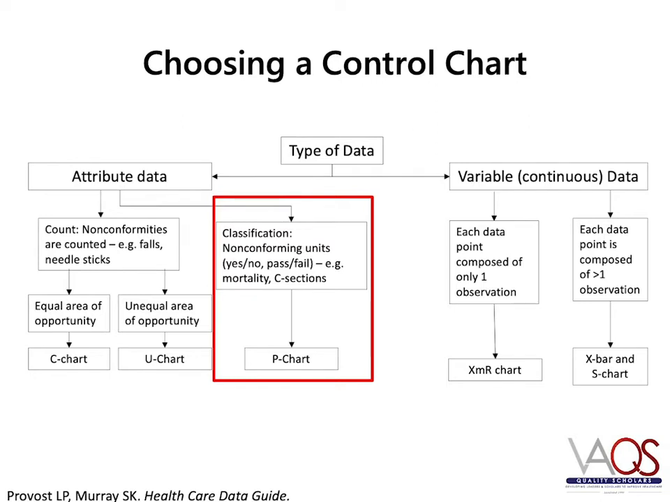The P-chart is used for classification data, where you are classifying something into one of two categories. The data is binomial. The numerator is the number of units that have the feature of interest, the ones, and the denominator includes all of the examined units, the zeros and ones combined.